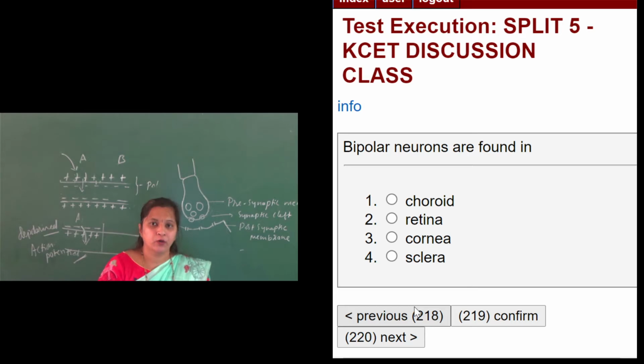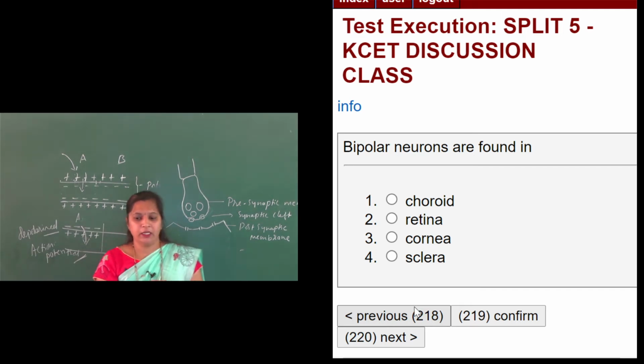Whereas bipolar neurons are the ones in which the cell body possesses only one dendrite and one axon. So two poles are developed here, that is one axon and one dendrite. Such neurons are called bipolar neurons. These bipolar neurons are present in the retina of the eye.